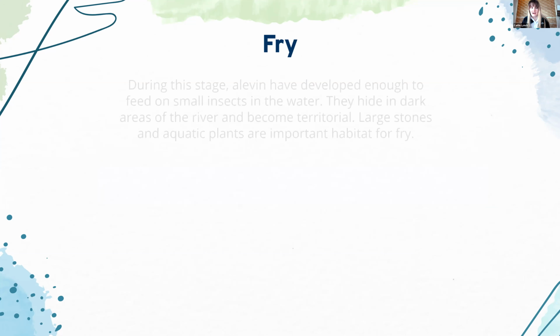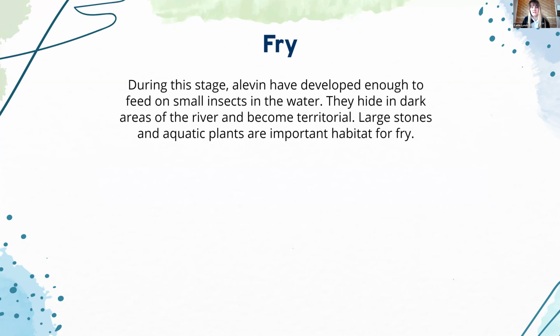Then we have our fry. During this stage, alevin have developed enough to feed on the small insects in the water. They're also going to be hiding in dark areas of the river, and they're going to start becoming a little bit more territorial. This is super important, that they have that space in their habitat, with aquatic plants and large stones that are important habitat for them.